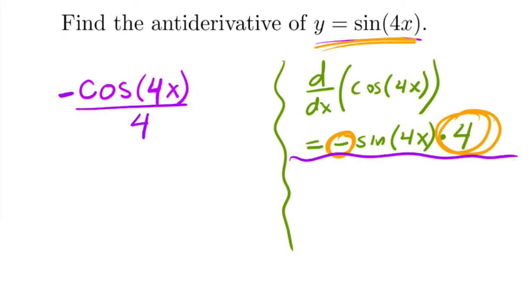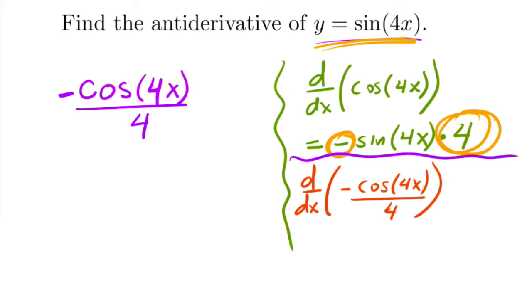So now, when you get the derivative of negative cosine of 4x over 4, well, the over 4, that's just a constant. So you can leave the 4 there. The negative you can also keep there. The derivative of cosine is negative sine of 4x times 4.